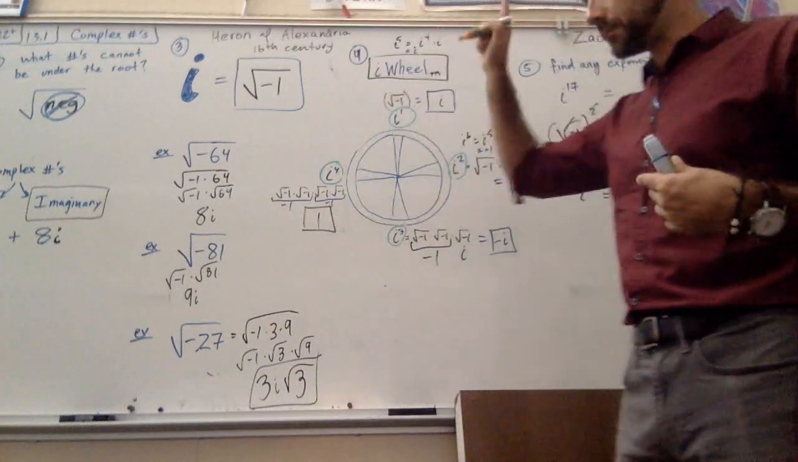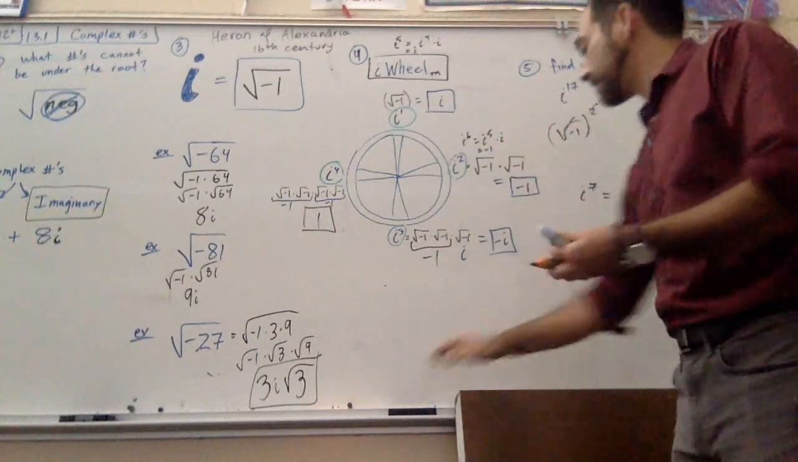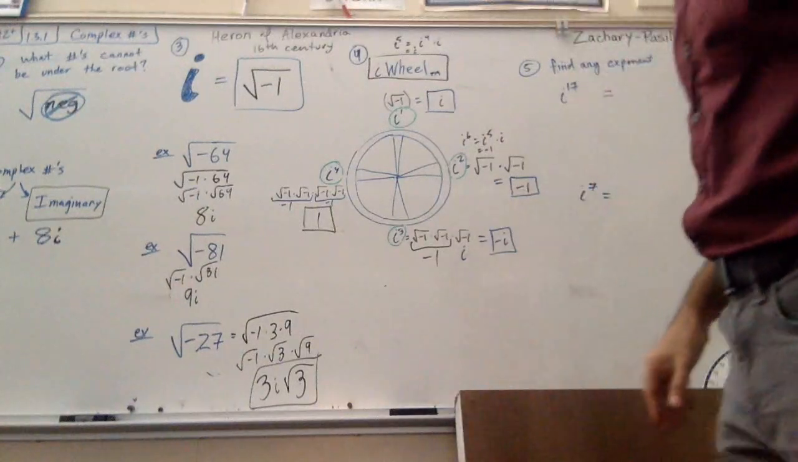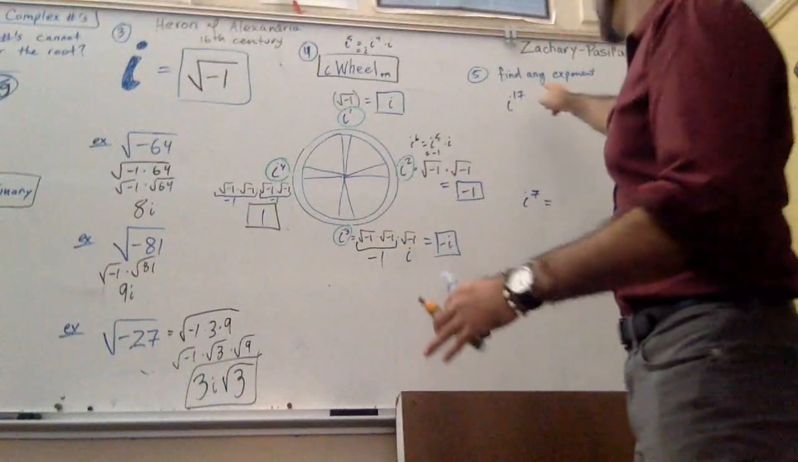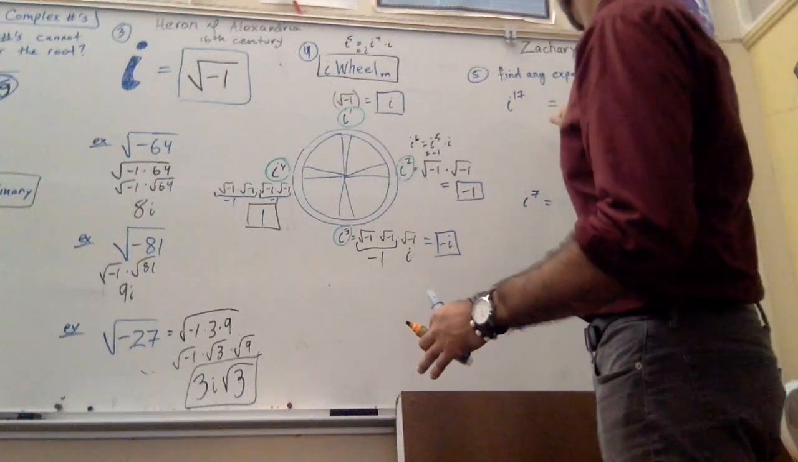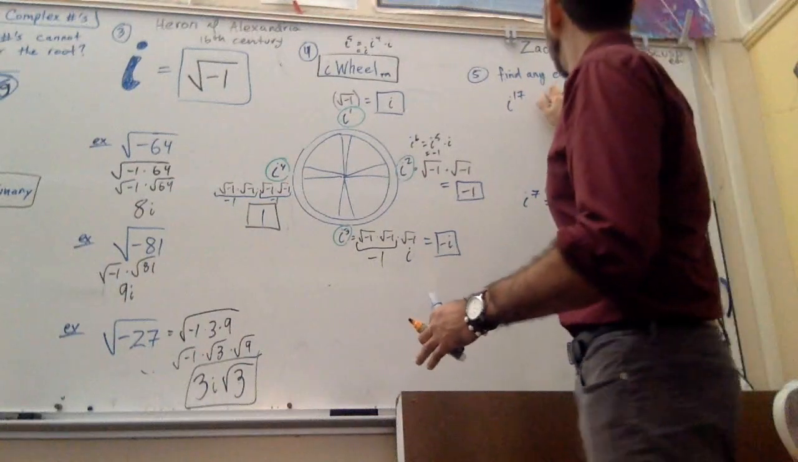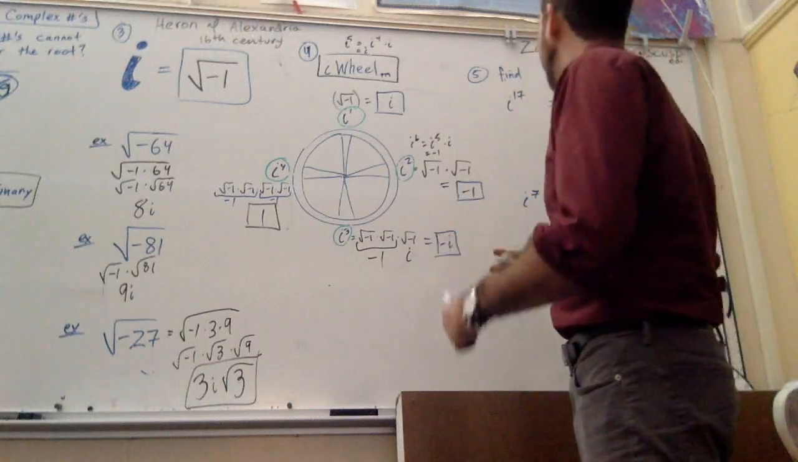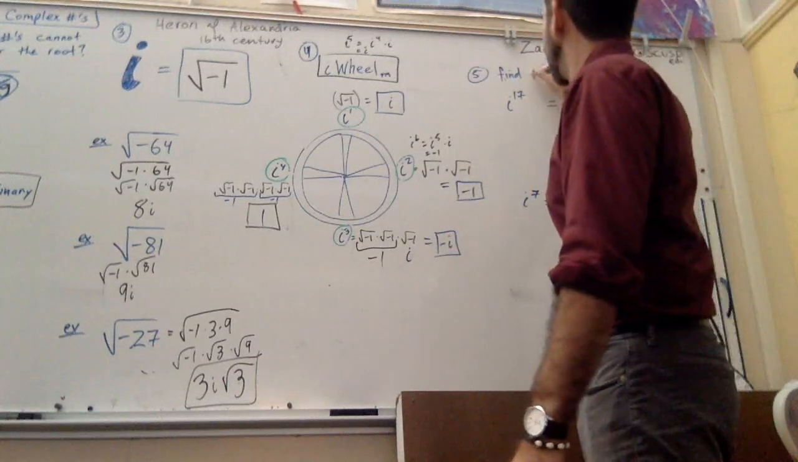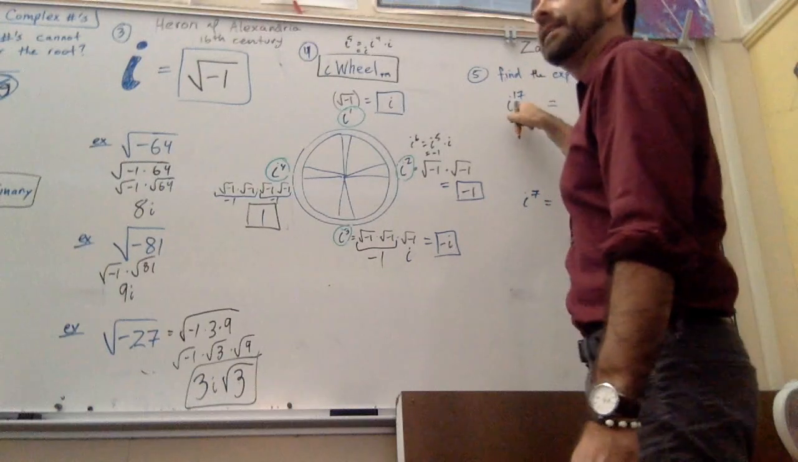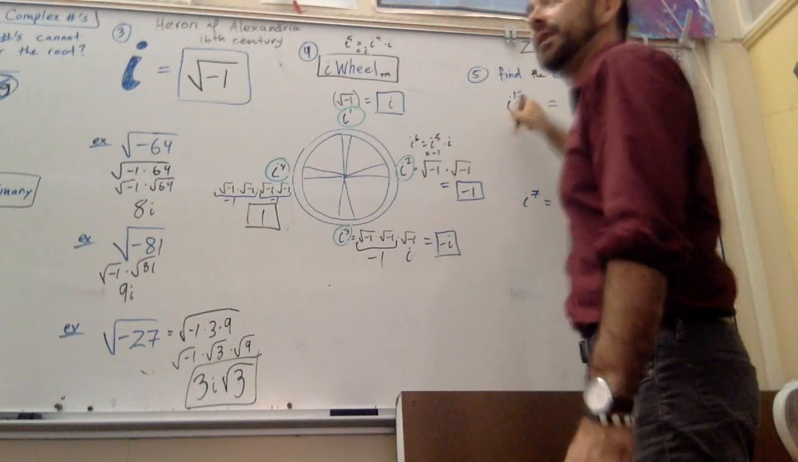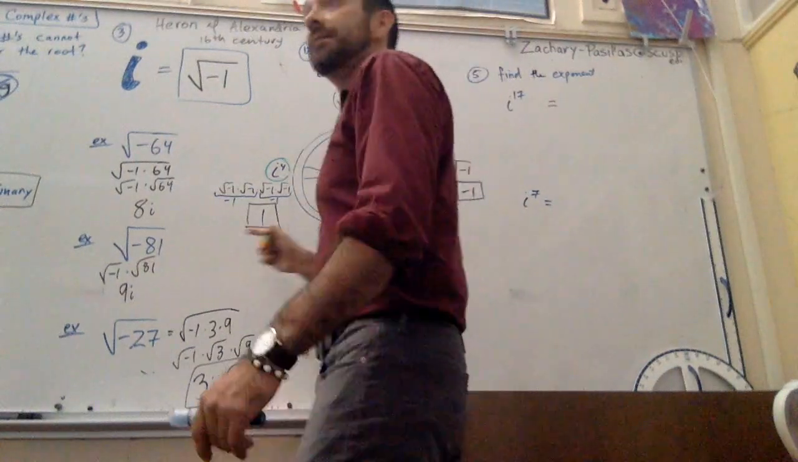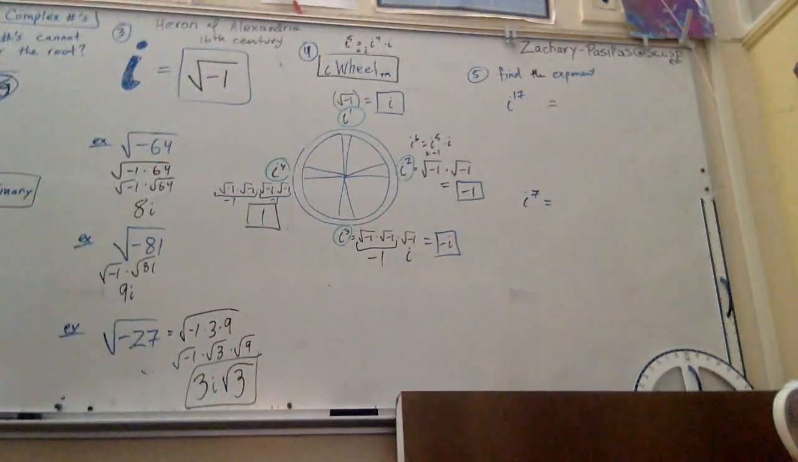Okay? Now, over here, let's just say we're going to find the exponent. What is i to the 17th equivalent to? Now here's the deal. You could go 1, 2, 3, 4, 5, 6, 7, 8, 9, 10, 11, and count it. But what happens when it's i to the 91st?